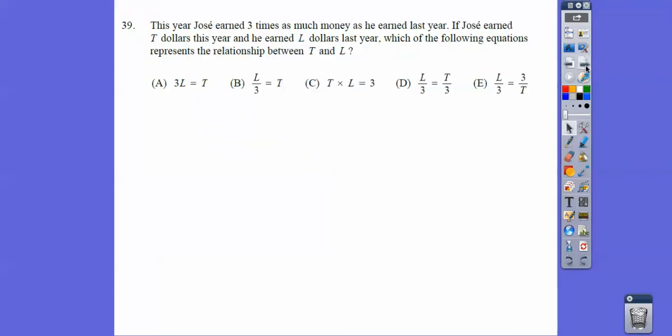All right. So this year, Jose earned 3 times as much money as he earned last year. If Jose earned T dollars this year and he earned L dollars last year, which of the following represents the relationship between T and L? So we let L be last year. So Jose earned 3 times as much this year as last year. Well, L is last year, so that gets us this guy right here.